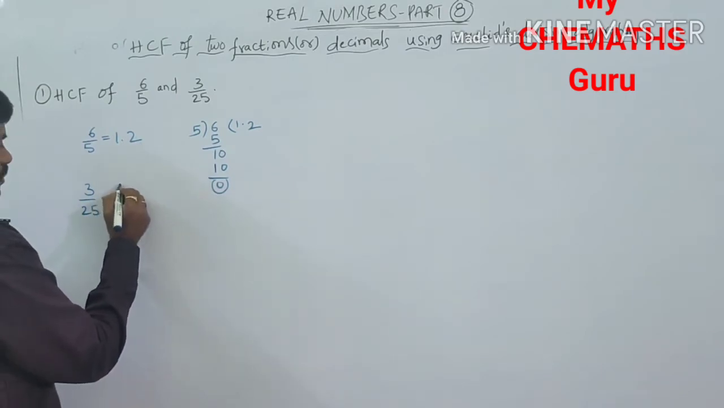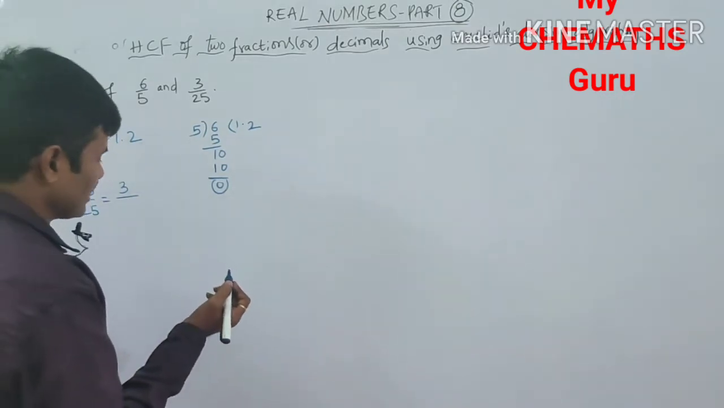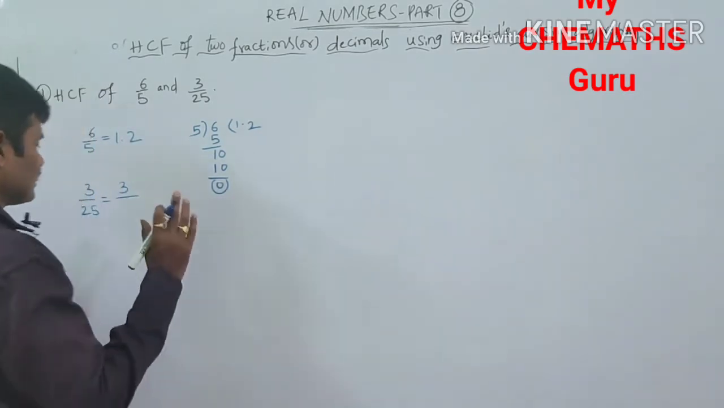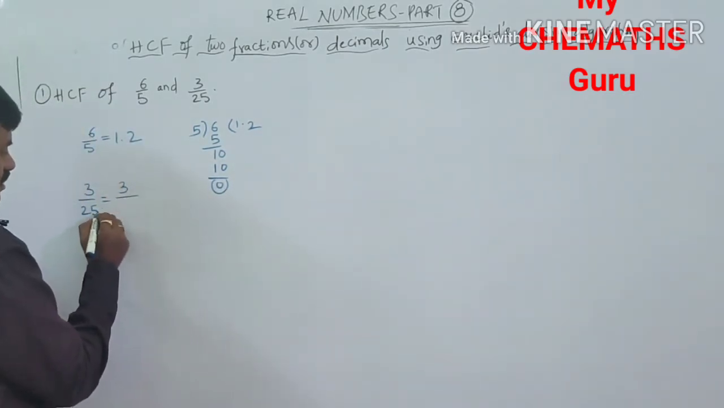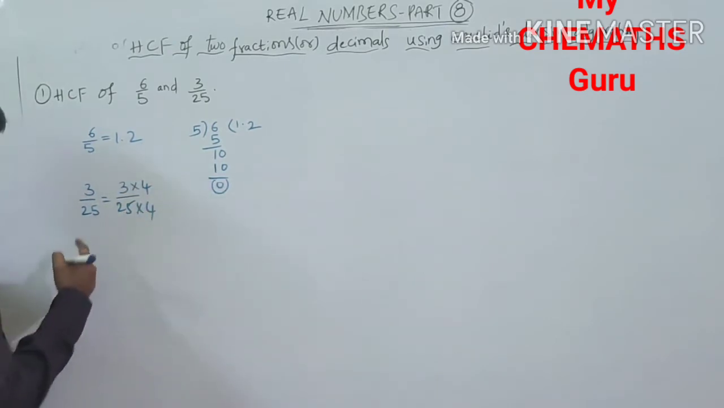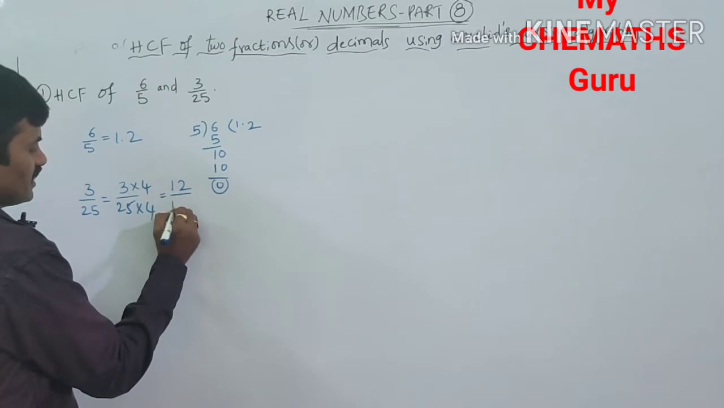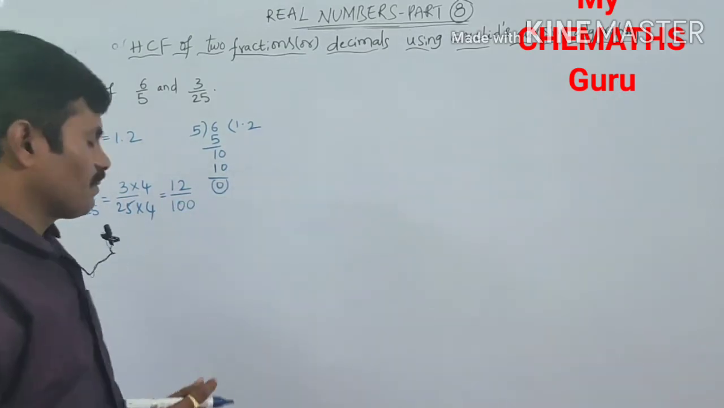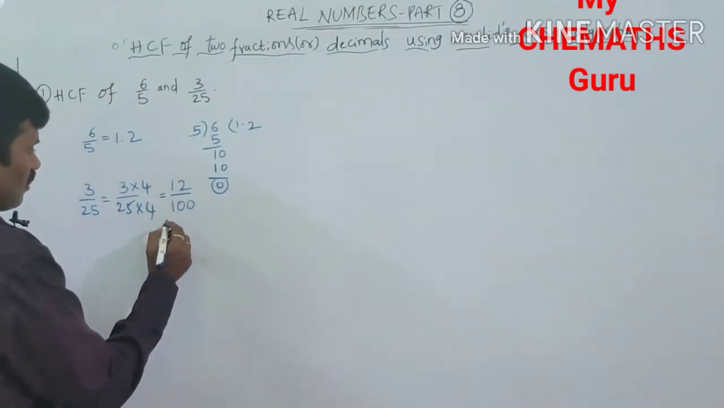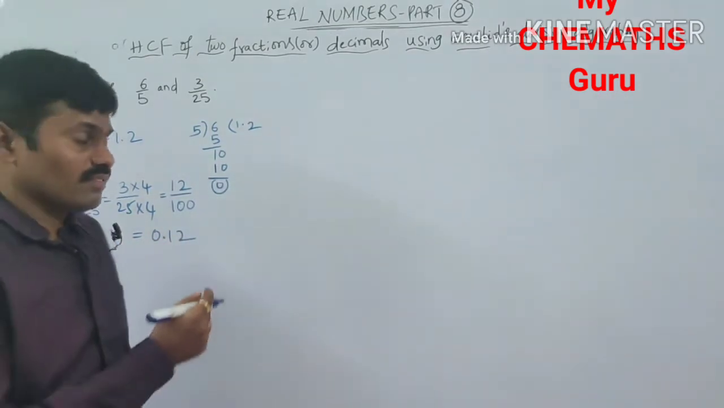How? If you multiply both numerator and denominator, you know how to convert a fraction into decimals. If you make the denominator a multiple of 10, it is easy to write in decimal points. Now if I multiply both numerator and denominator by 4, it becomes a fraction with the denominator 100, which is a multiple of 10. Now this can be written as 0.12.